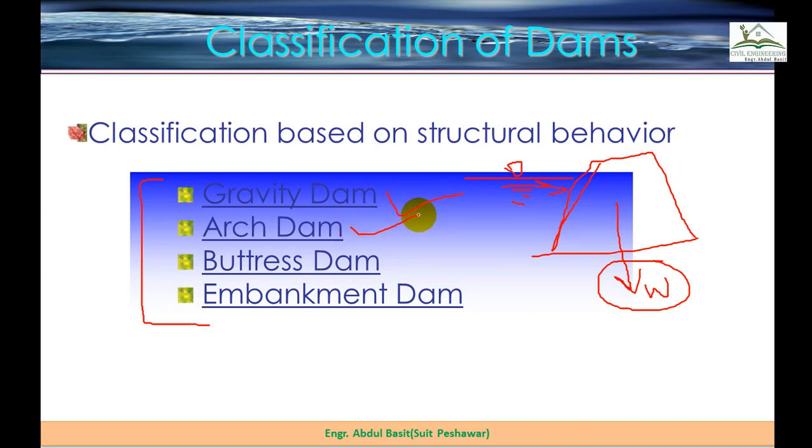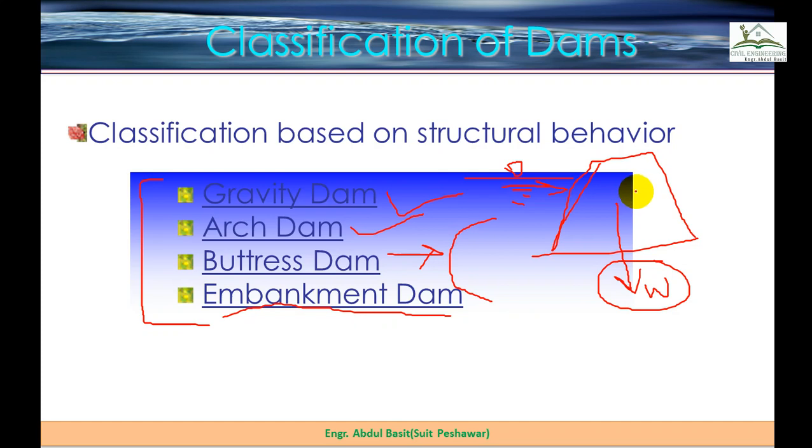Arch dam: the load is taken by the arch of the structure. If we see it in the top view, this will be the dam structure, and the water is coming in this direction. So this arch is giving us stability. And then we have the buttress dam, so let me show it to you in the pictures. And then we have embankment dams.